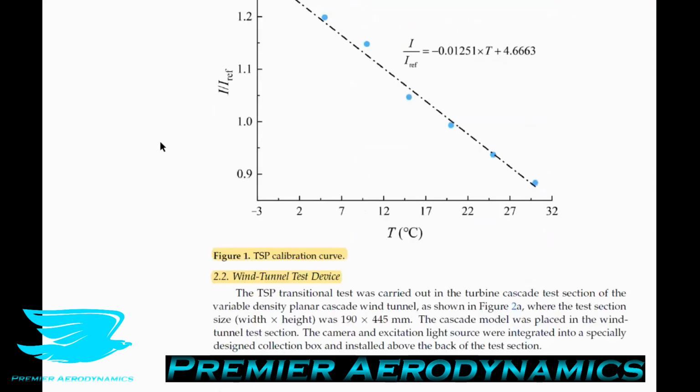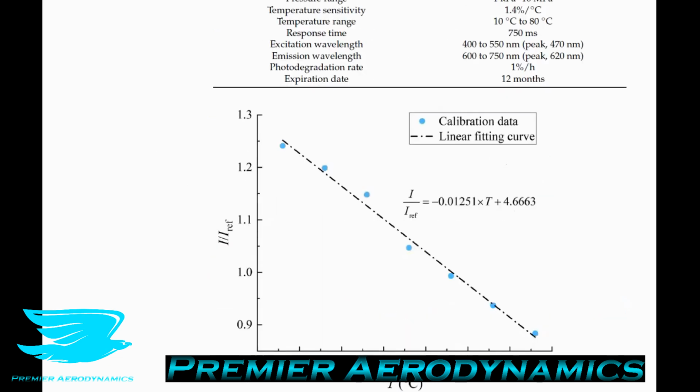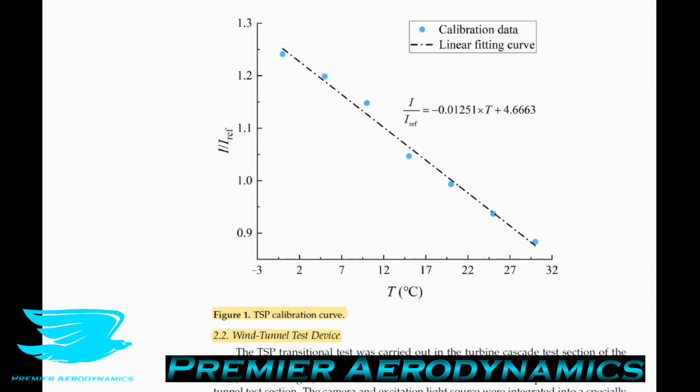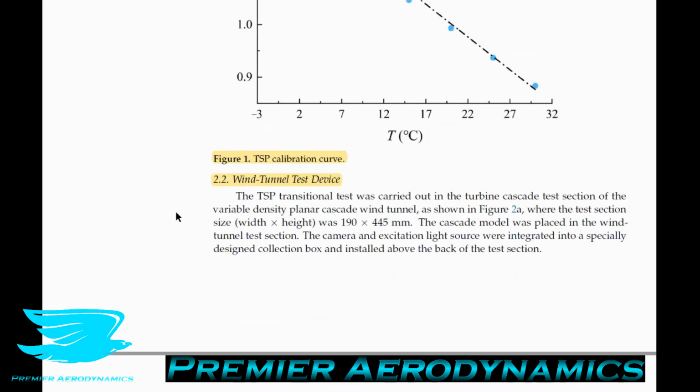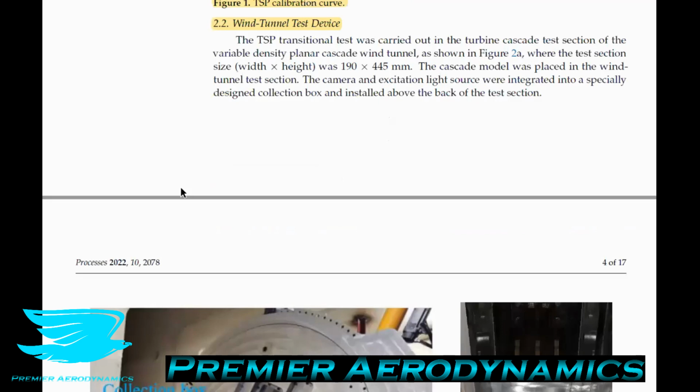And as I mentioned, in figure 1 they have a calibration curve which relates the temperature to the intensity of light, and it's linear. It's really nice. So if you know just literally 2 points, you can calculate the entire curve, and then any time you want to figure out what the temperature is, you just go to that linear curve. It's very good. So moving on, the wind tunnel test device.